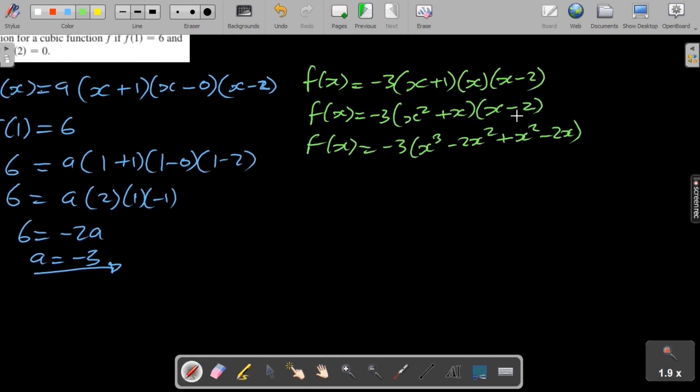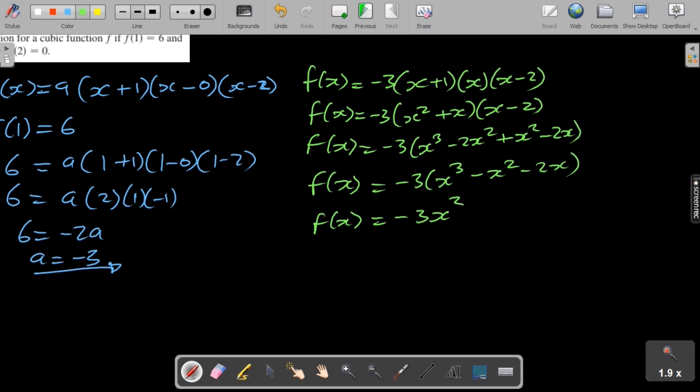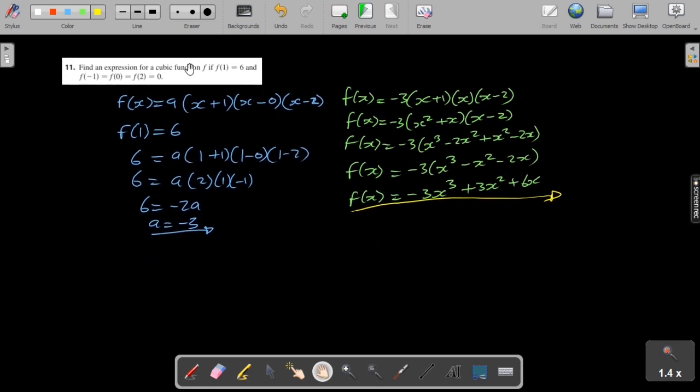At this point, you can see that these are like terms, so minus 2x squared plus x squared would be minus x squared. We can add this extra step just so we're on the same page. Okay, we've now simplified that bracket, and we're ready to multiply through by minus 3. If you multiply through by minus 3, you're going to have minus 3x cubed plus 3x squared plus 6x. And that there is the expression of this cubic function, and we got that from this information.